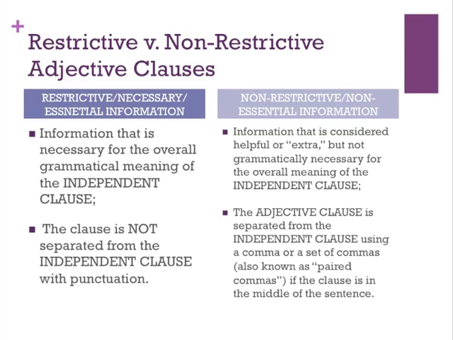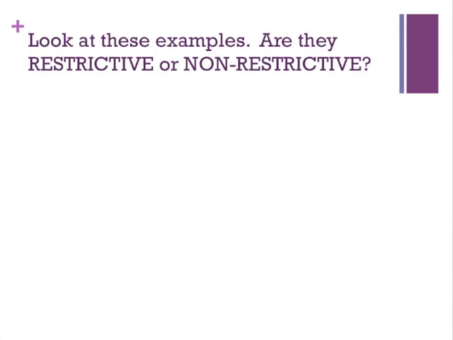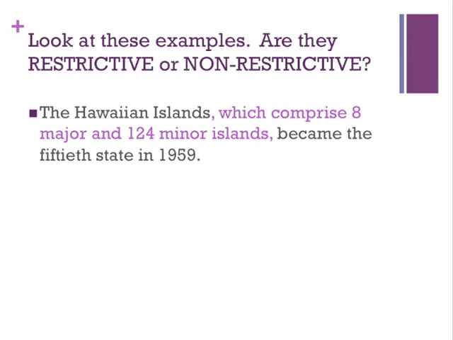So again, commas, whether it's 1 comma if the adjective clause is at the end of the sentence, or a set of commas, which we also refer to as paired commas, if the clause is in the middle of the sentence. So let's look at these examples. Can you identify if they're restrictive or non-restrictive? Let's take a look at the first example. The Hawaiian Islands, which comprise 8 major and 124 minor islands, became the 50th state in 1959.